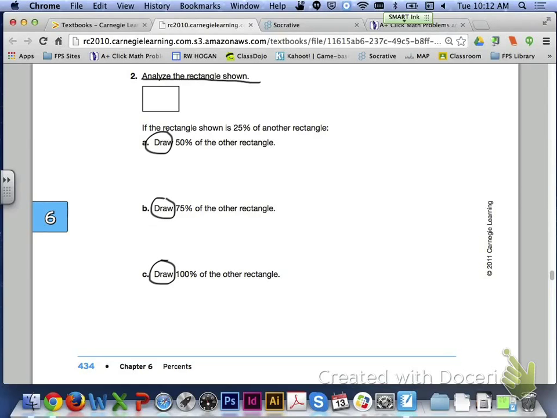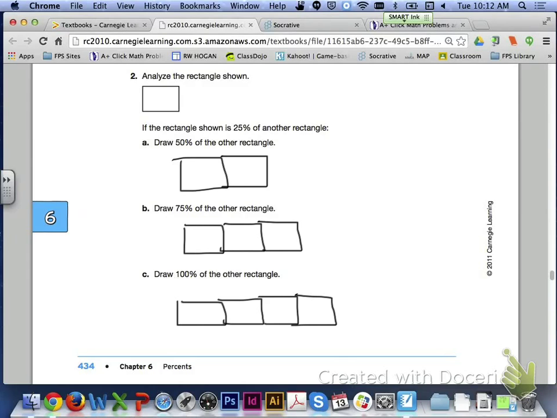Let's take a look at number 2. It says analyze the rectangle shown. It says if the rectangle shown is 25% of another rectangle, then answer letters A through C. You want to draw 50% of the other rectangle, 75% of the other rectangle, and for letter C, 100% of the other rectangle. Go ahead and do A through C for number 2.